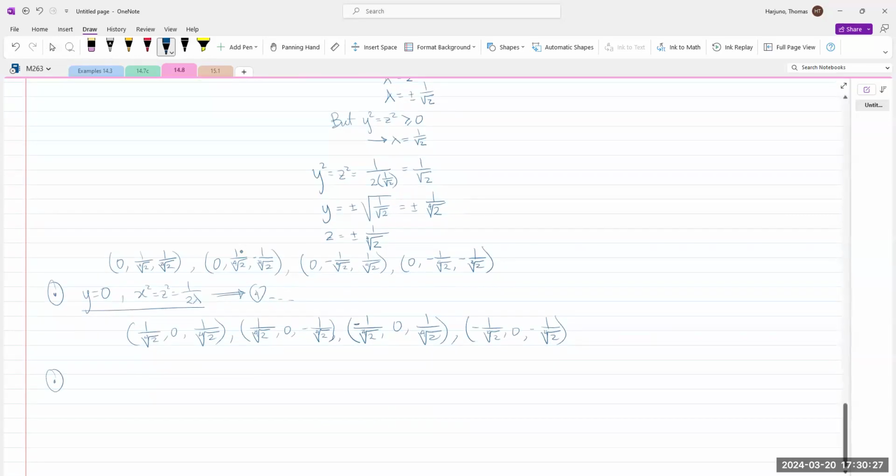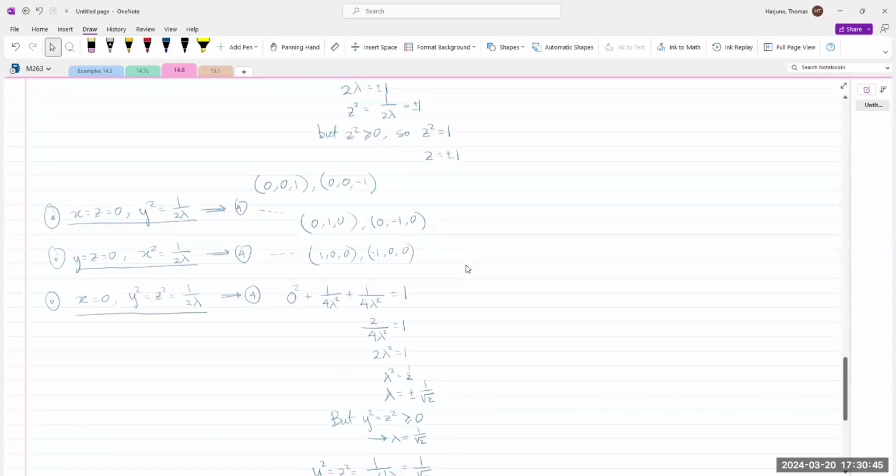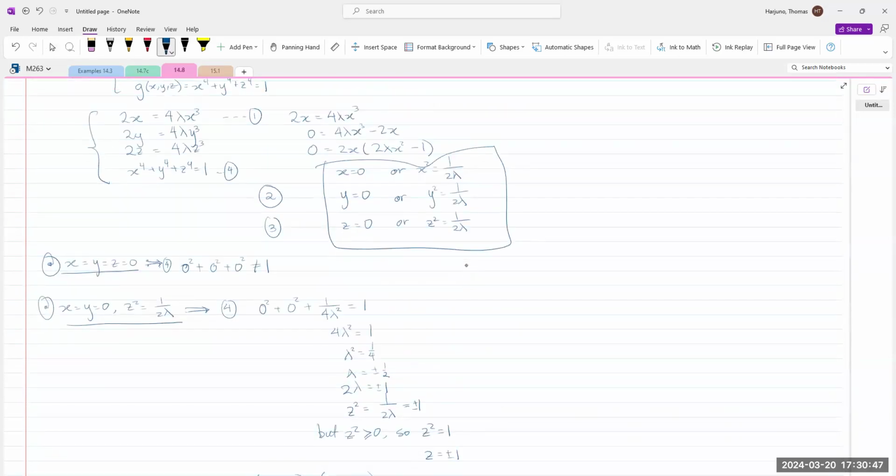And the last one, no, this is not really the last one, the second from the last case. When z equals 0, but the other two, x squared and y squared, are 1 over 2 lambda. I hope at this point you already see how important it is to keep track of your work. These are the possible solutions for only three equations, equations 1, 2, 3. You're not dealing with equation 4 yet. Okay, those are the possibilities.